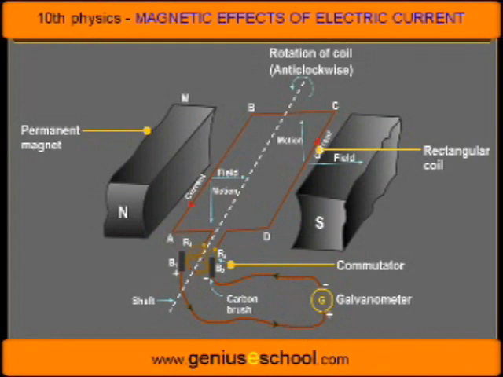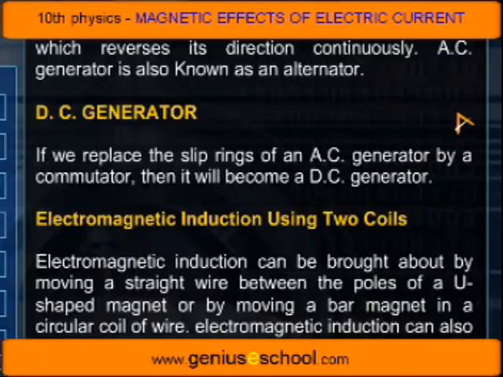The only difference between a DC generator and an AC generator is in the way the two ends of the generator coil are linked to the outer circuit. In a DC generator, we connect the two ends of the coil to a commutator consisting of two half rings of copper. On the other hand, in an AC generator, we connect the two ends of the coil to two full rings of copper called slip rings. If we replace the slip rings of an AC generator by a commutator, then it will become a DC generator.